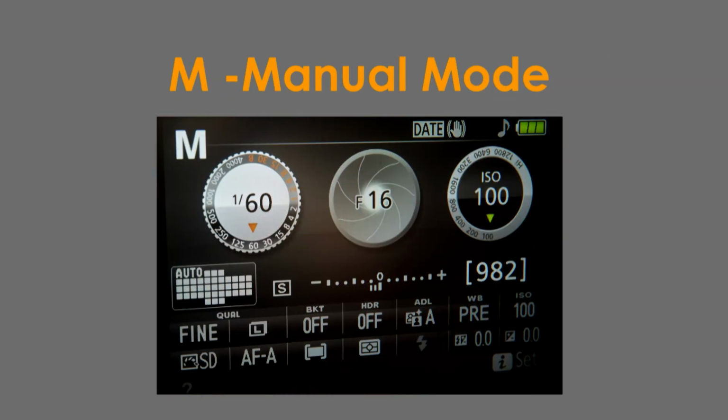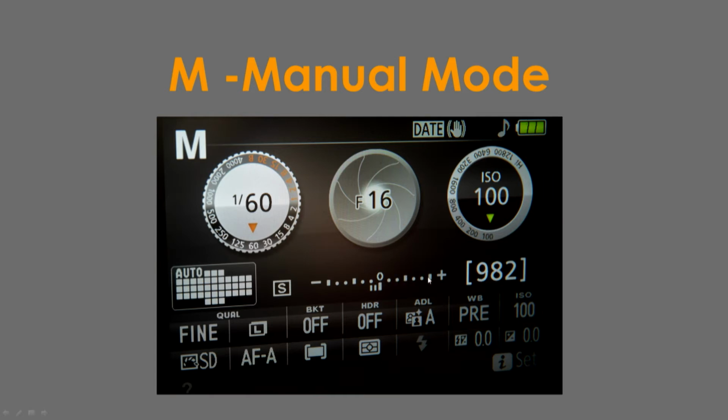Now we are going to have a look at the M setting, or the manual mode, and we will learn how to set your camera exposure meter. Now I have set the camera ISO at 100, and I have chosen a shutter speed of 1/60th and f16, which shows me the right exposure. This is the exposure meter inside your camera. 0 indicates the right exposure.